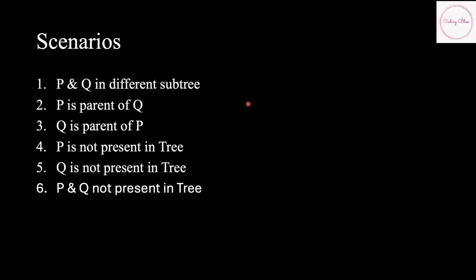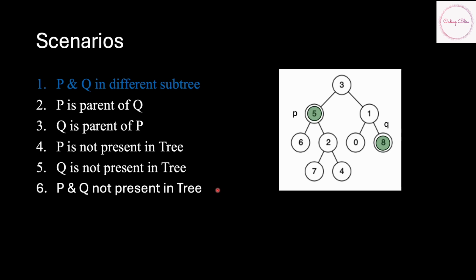Now let's take the different scenarios here. One is P and Q in different subtrees. The other case is P is a parent of Q, so in that case your ancestor will be P, or Q is a parent of P. Then P is not present in the tree, Q is not present in the tree, or we could have P and Q not present in the tree. Let's dive into each of these scenarios.